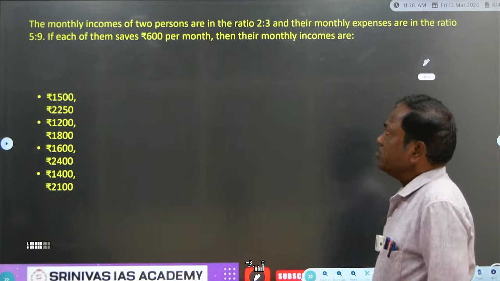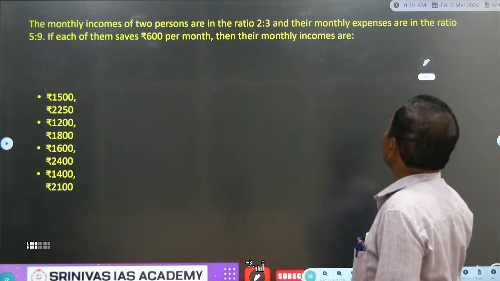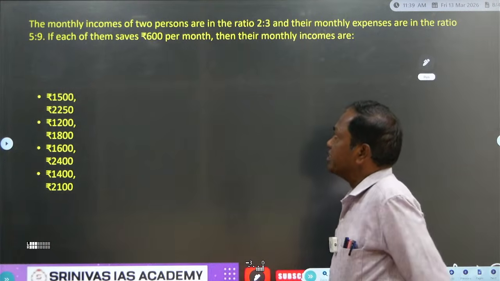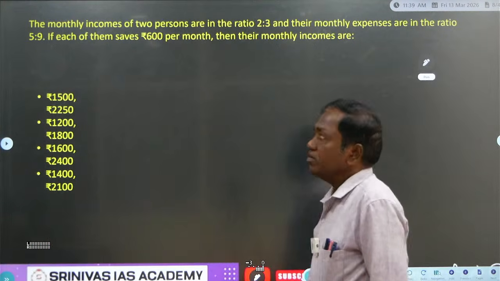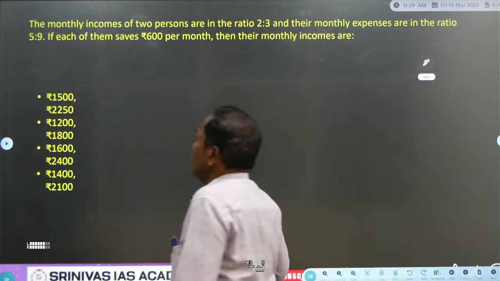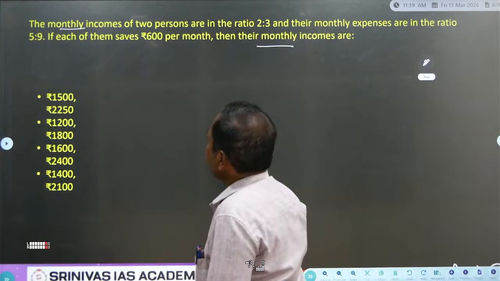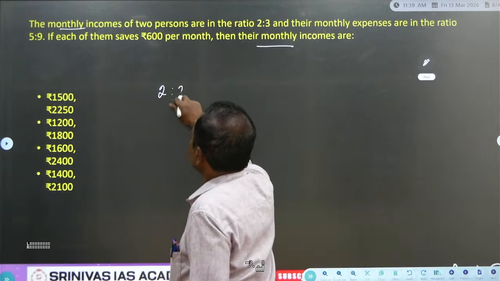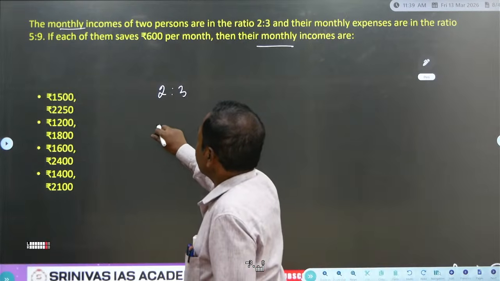The monthly incomes of two persons are in the ratio 2:3 and their monthly expenses are in the ratio 5:9. If each of them saves rupees 600 per month, then their monthly incomes are... Okay, what is being talked about? Monthly incomes. Right. Monthly incomes of two persons are in the ratio 2:3 and their monthly expenditure are in the ratio 5:9.